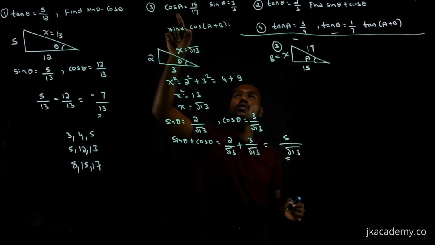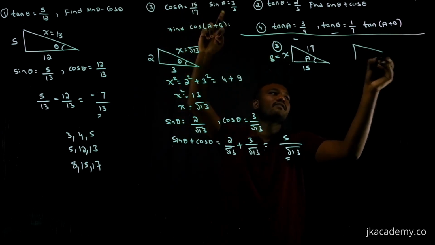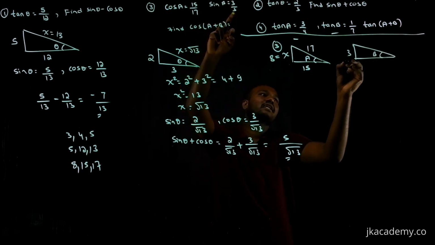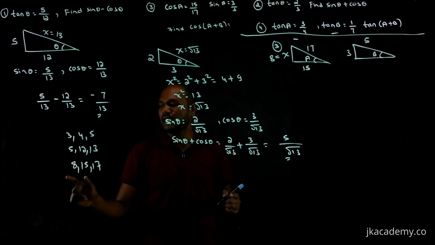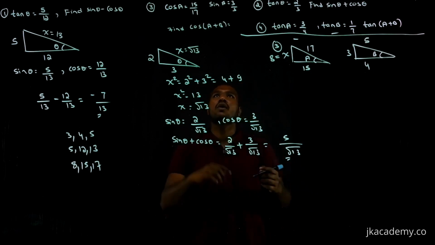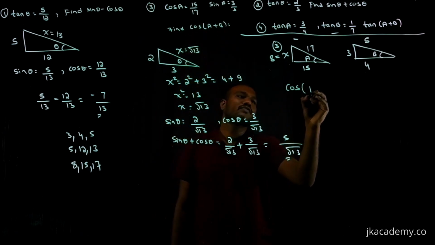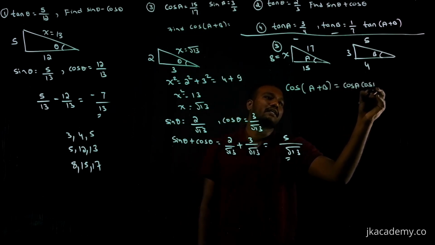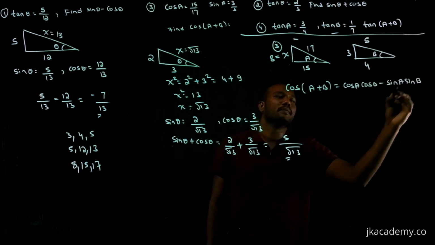The question is third. Cos A, that is 15 by 17, is done. Now sin B. For this again I have to take a diagram. This is B. What is given? 3 by 5. This is 3, this is 5. What will be this? The triplet. 3, 4, 5. 5, 12, 13. 8, 15, 17. So 3, 4, 5 this will become. Now what is asked? Cos of A plus B is asked. So cos of A plus B is equal to cos A cos B. If there is a plus I have to take negative sin A sin B.